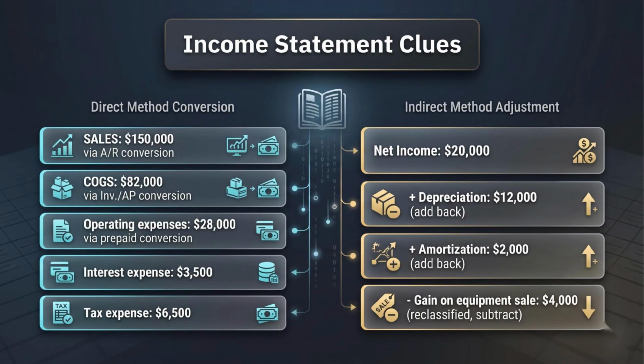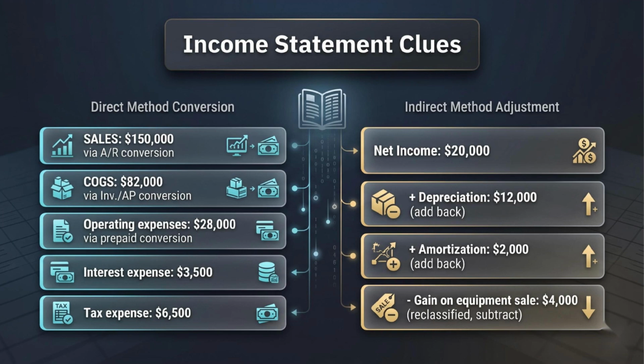Now we read the income statement clues. Sales of $150,000 will be converted into cash collected from customers. Cost of goods sold of $82,000 will be converted into cash paid to suppliers. Operating expenses of $28,000 will be converted using prepaid expense movement. Interest expense of $3,500 and tax expense of $6,500 are cash-related items in this case. Then we have depreciation of $12,000 and amortization of $2,000, both non-cash charges.